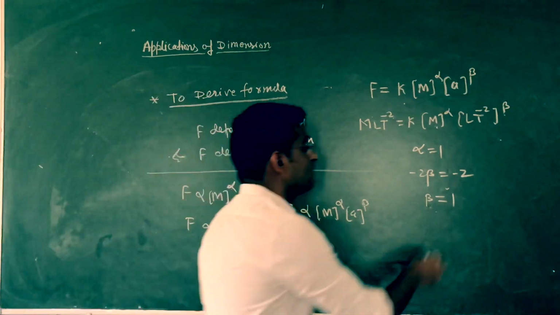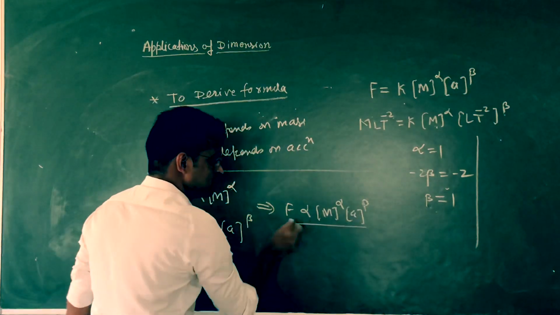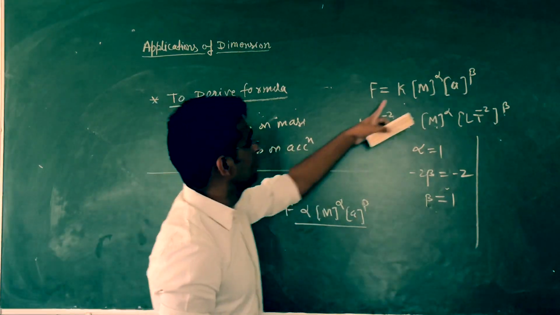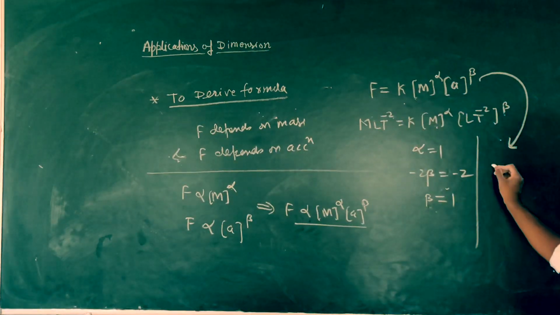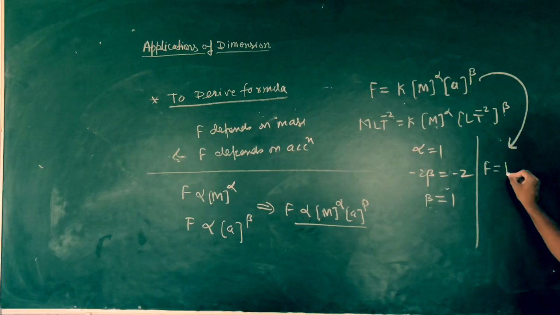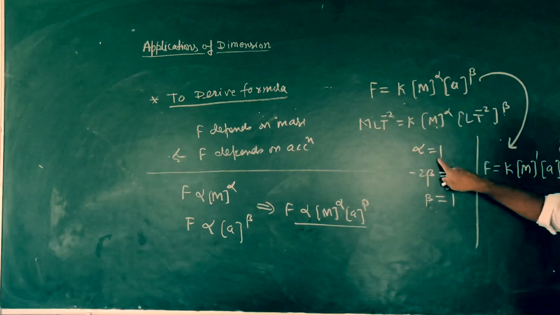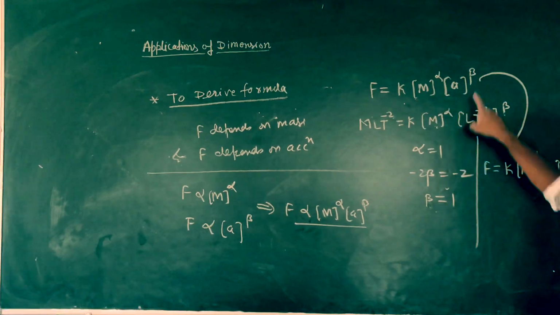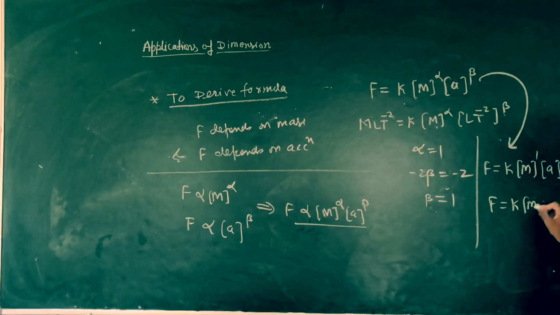After getting alpha and beta as 1, what will I do? I'll put those values in this formula. What will I finally get? F is equal to k times m to the power 1 and a to the power 1, because in place of alpha I got 1, and in place of beta I also got 1. I'll get F is equal to k m a, k into m into a. And k is 1.